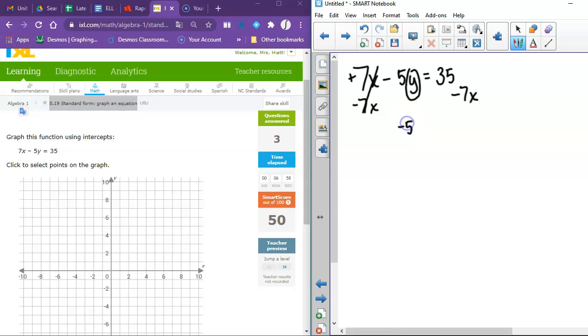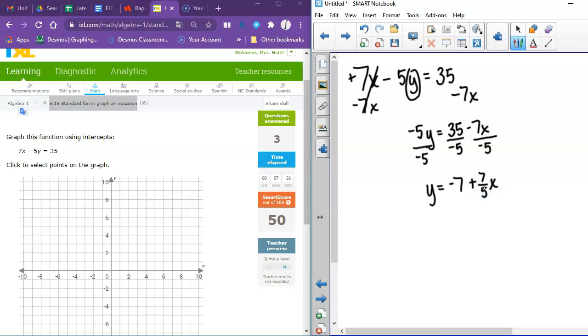That leaves you with negative 5y equals 35 minus 7x. And then you've got to get rid of that negative 5. It's multiplied by the y, so to get rid of it, you've got to divide everything by negative 5. And when you do that, 35 divided by negative 5 is negative 7. Negative 7 divided by negative 5 won't reduce, but a negative divided by negative is a positive, so let's make this positive 7 over 5x.